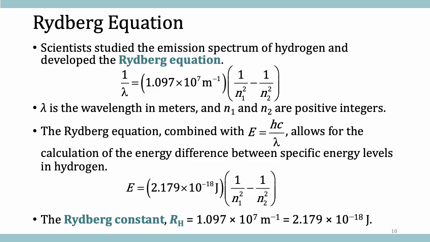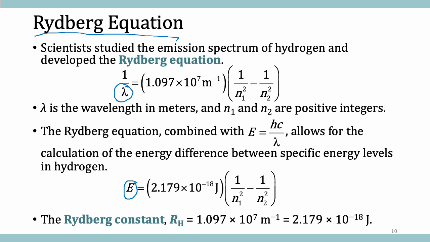We can also calculate this using an equation which is called the Rydberg equation. Okay, the Rydberg equation can help you calculate exactly what the wavelength of the light emitted is and what the energy of the light emitted is. Okay, so these are the two equations for it.